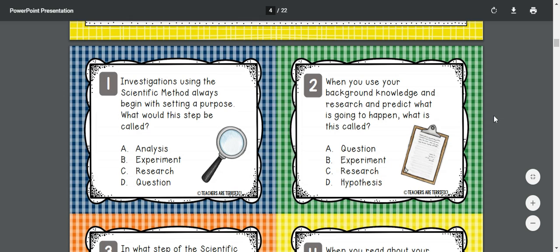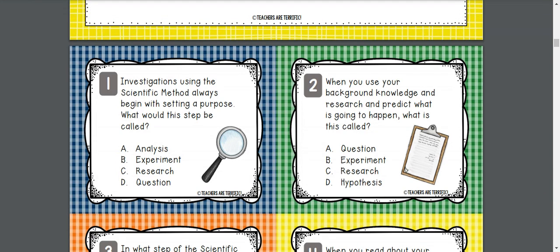Hi, boys and girls. As we review the scientific method before you take a quiz, let's go over some task cards together. I'm going to read them to you, and then I want you to see how you're doing. You will be taking a quiz shortly. So, let's go over number 1.